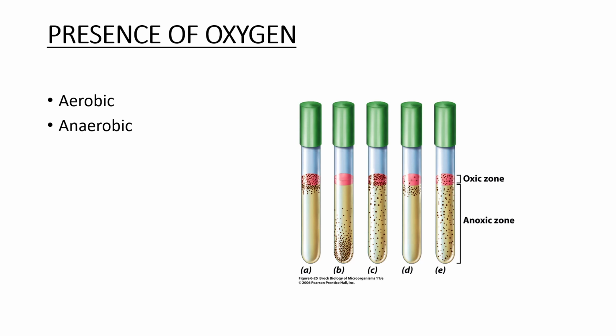So here this is the picture presentation. The media which is present in a tube, for example, a liquid media, the upper part of the media, the pink part, that means it has been exposed to the oxygen, so it is called as the oxic zone. Whereas below the pink part, it is the representation which is not in contact with the surface or the oxygen, it is called as anoxic zone.